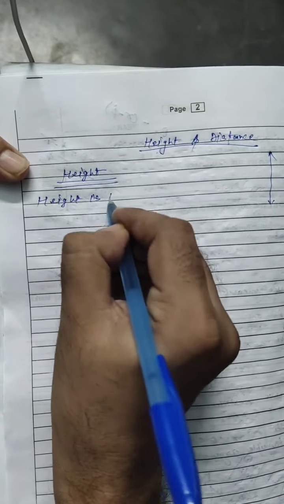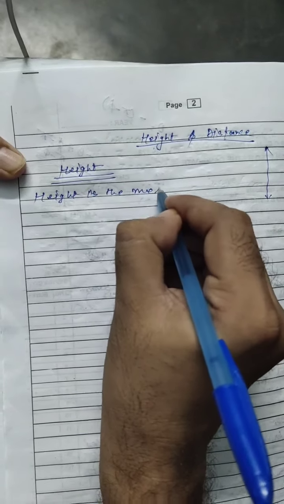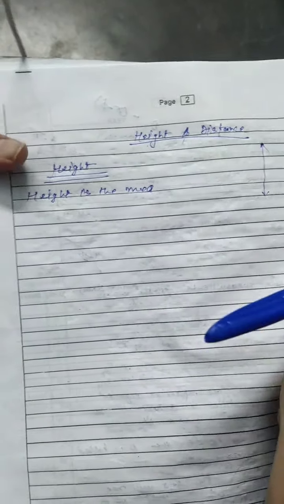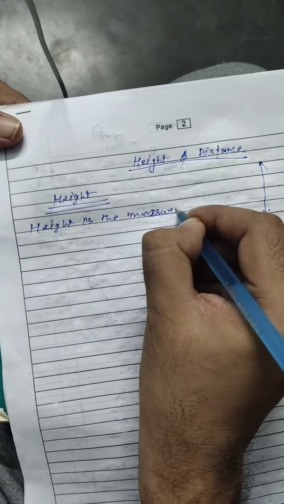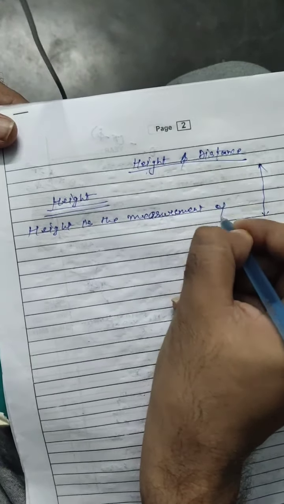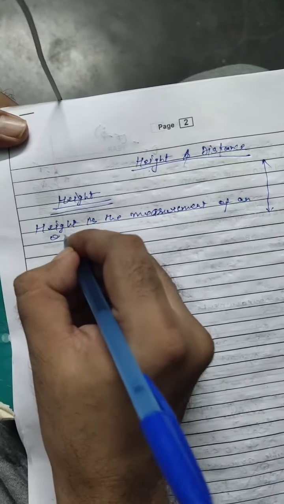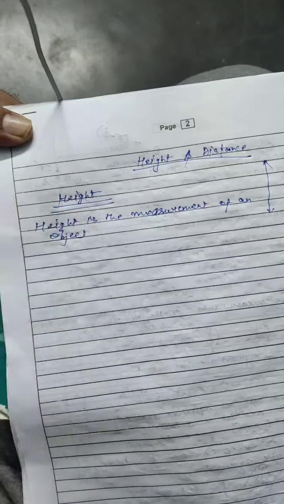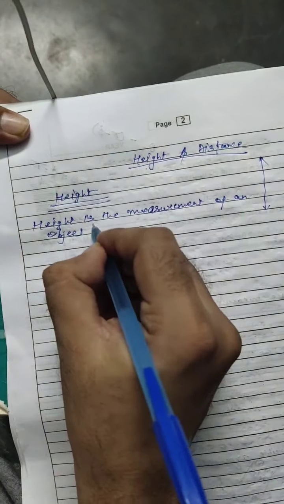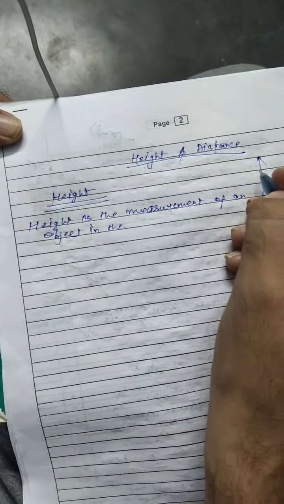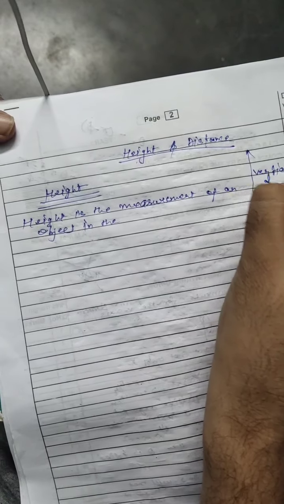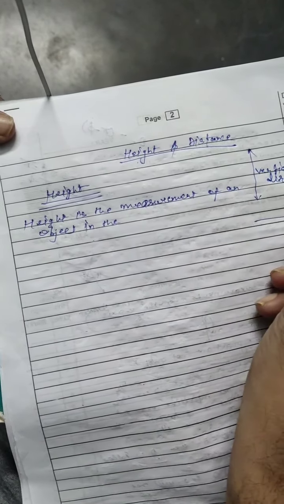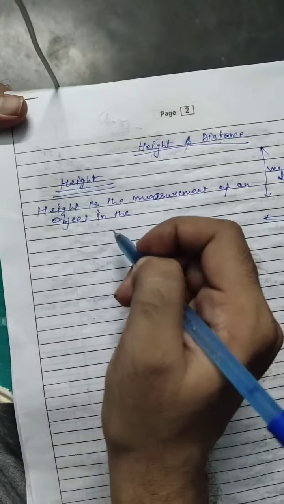Height is the measurement. If someone is asking you what is the height, then you can write this definition like that. Height is a measurement of an object in the vertical direction. This direction is called vertical direction. Okay, vertical direction, and this direction is horizontal. So let me complete the height.